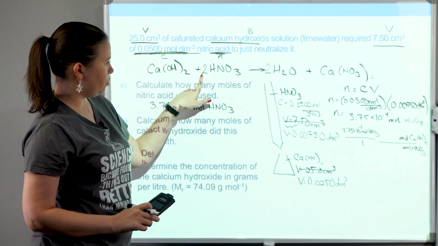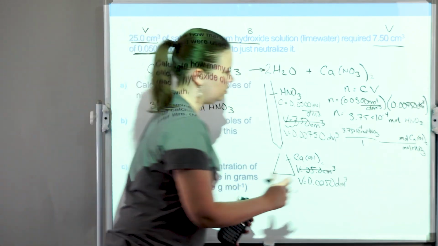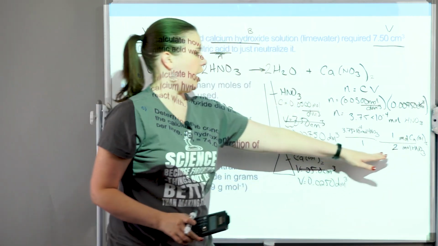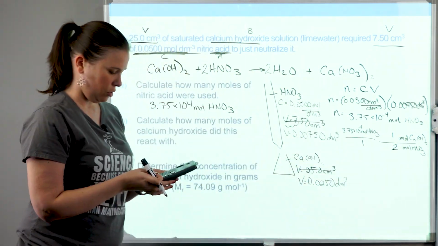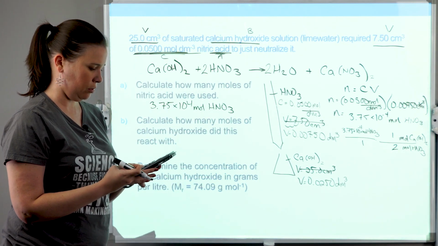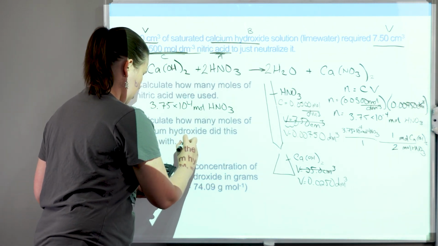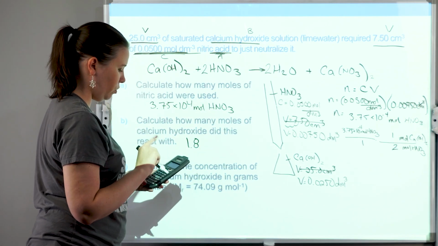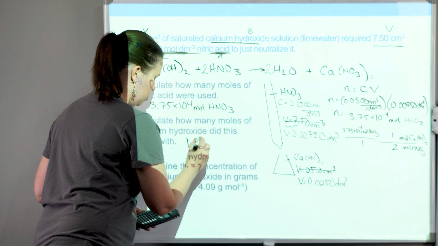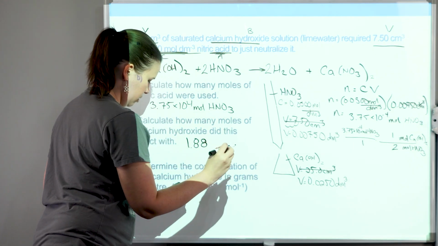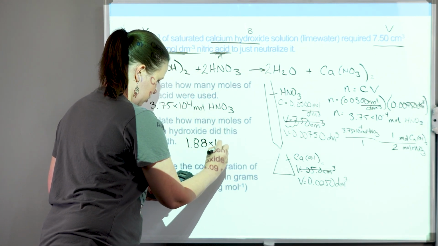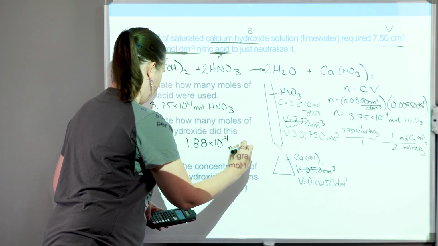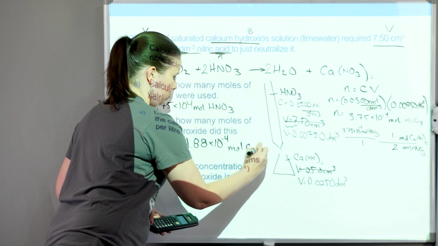So you can see it's 2 as the coefficient on the nitric acid. We're going to put 2 on the bottom, that means essentially I need to halve the moles of the acid. So I'm just going to go ahead and hit divided by 2, and I get 1.875, so I'm going to round that up to 1.88 to stick with the 3 sig figs. And we're still at times 10 to the negative fourth for the moles of the calcium hydroxide.